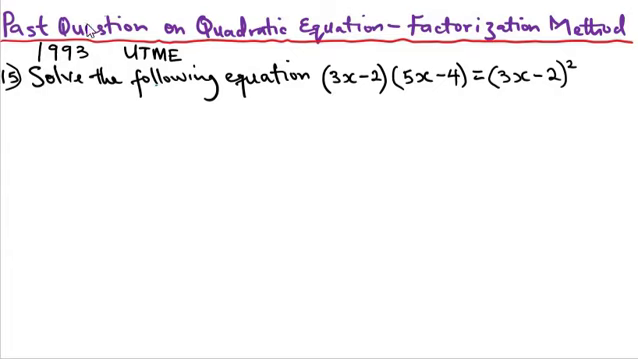Here we'll have a past question on quadratic equation using factorization method which we've learned so far. So I picked a question from the UTME past question year 1993, question number 15. It says, solve the following equation: (3x - 2)(5x - 4) = (3x - 2)². Let's start. Solution.